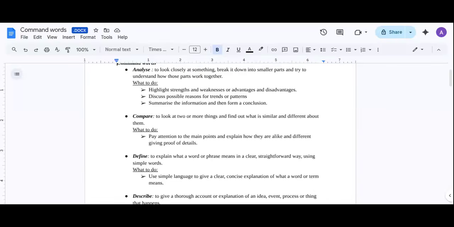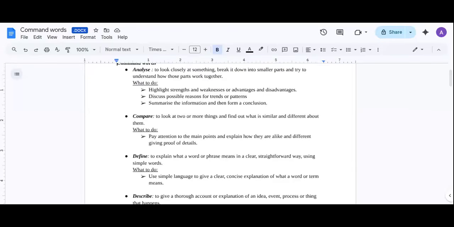What to do when you see the command word analyze: it wants you to highlight strengths and weaknesses or advantages and disadvantages. It wants you to discuss possible reasons for trends or patterns and also to summarize the information and then form a conclusion. So most of the time when you see the command word analyze, those questions could range from 8 to 10 marks because of how many things they want you to do by using the term analyze.